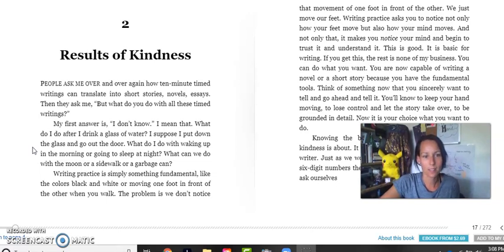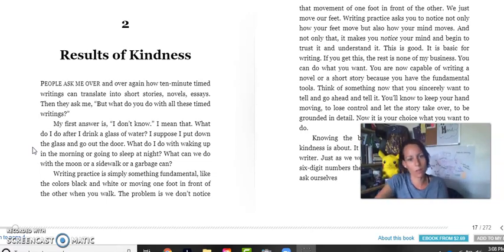Writing practice is simply something fundamental, like the colors black and white or moving one foot in front of the other when you walk. The problem is we don't notice that movement of one foot in front of the other. We just move our feet. Writing practice asks you to notice not only how your feet move, but also how your mind moves.